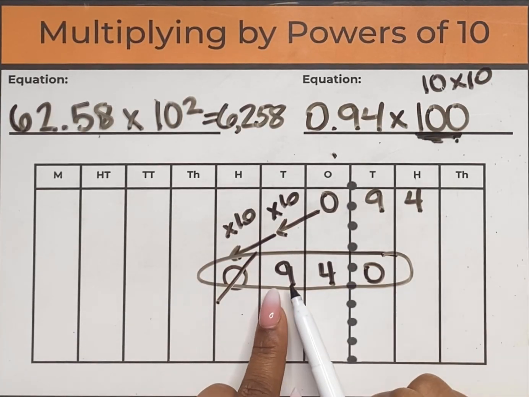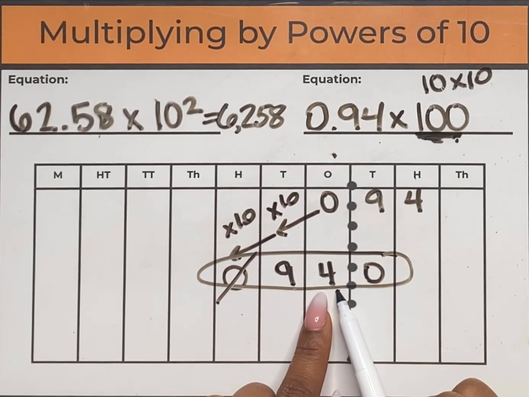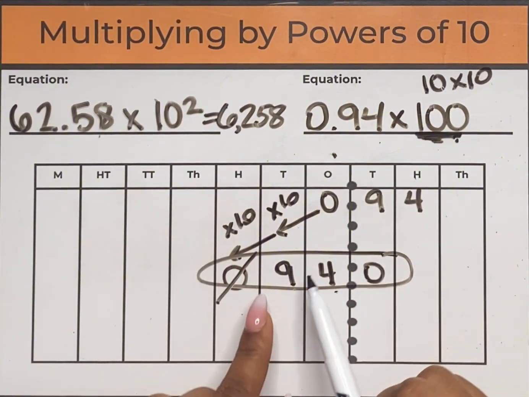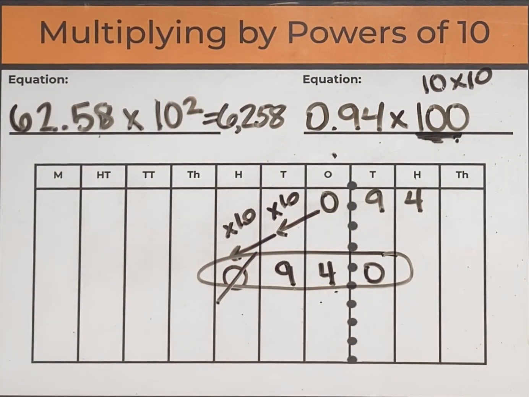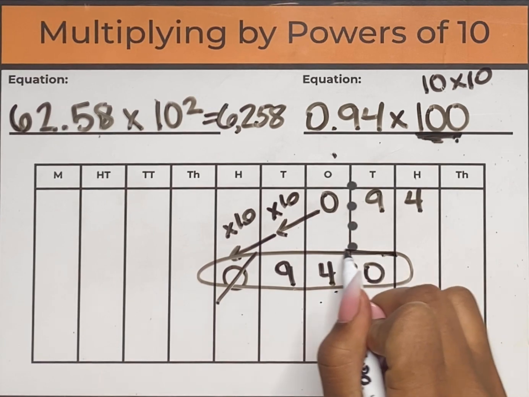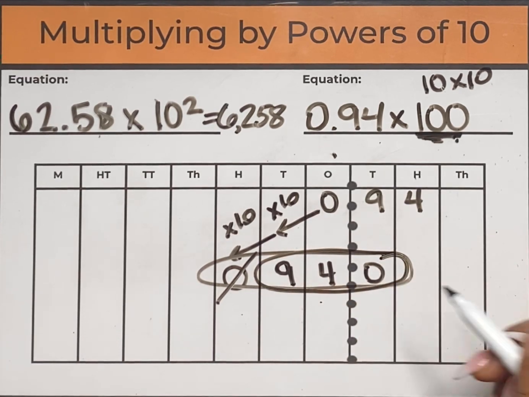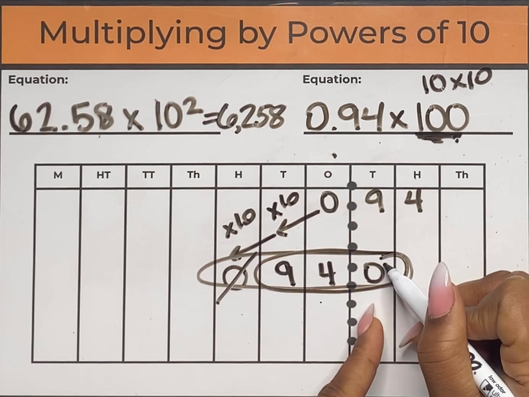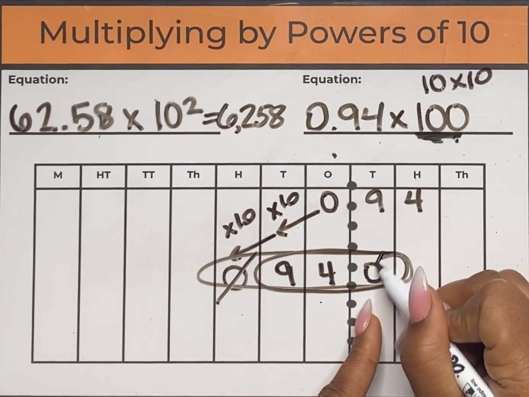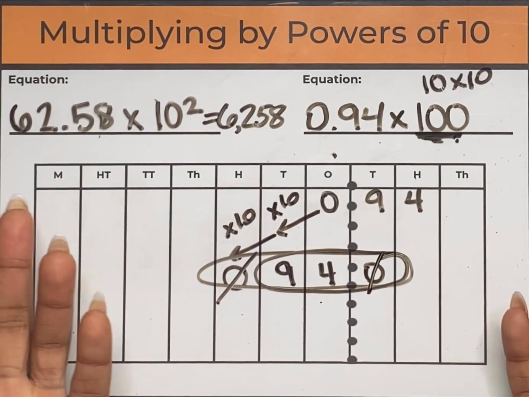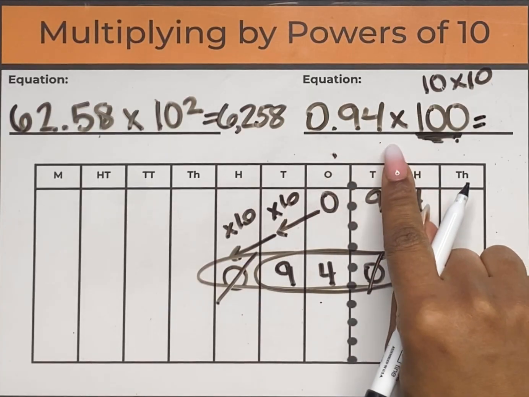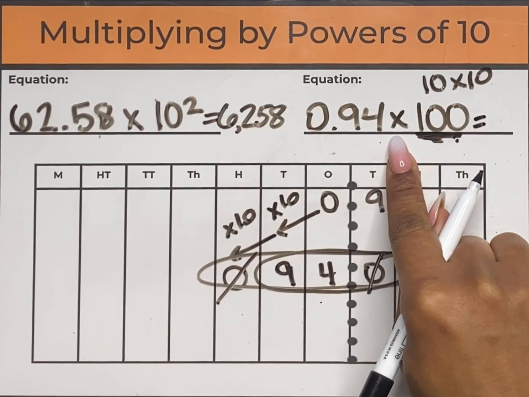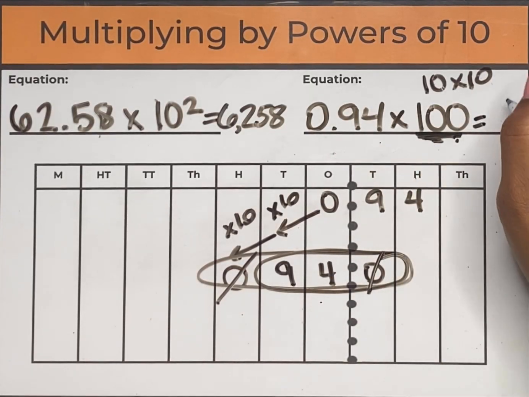We do need the 9 and the 4. 9 tens, 4 ones. That number is 94. Again, our number is 94. Do you need this 0? No. It just helps you to read the number easily. So 94 hundredths times 100 is 94.